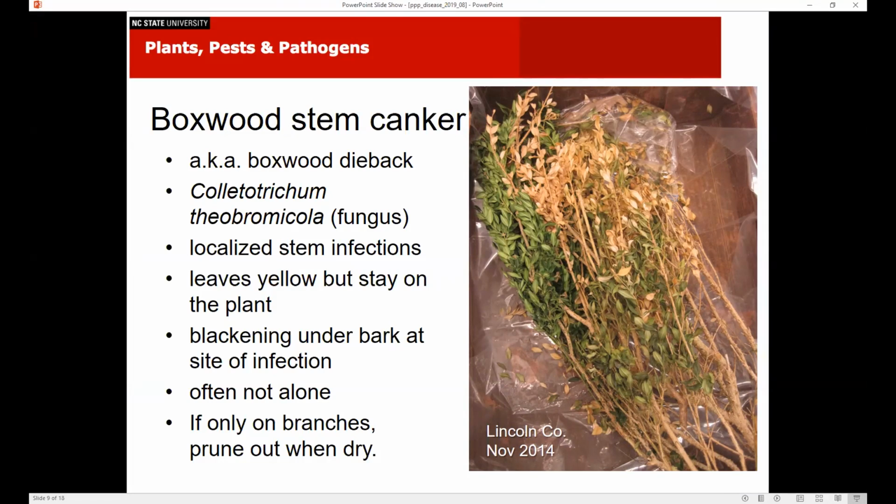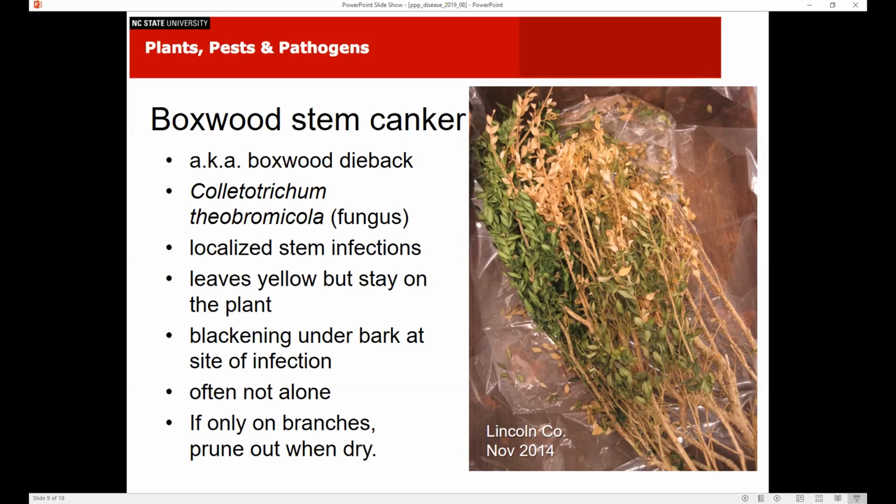The species is called Colletotrichum theobromicola, which is a synonym for Colletotrichum fragariae, which you may guess from the name is something that occurs on strawberries, but has an extremely wide host range also, everything from palms to strawberries to boxwoods. And it's a localized infection, which will give us some possible control through pruning. I'll say that in a moment.